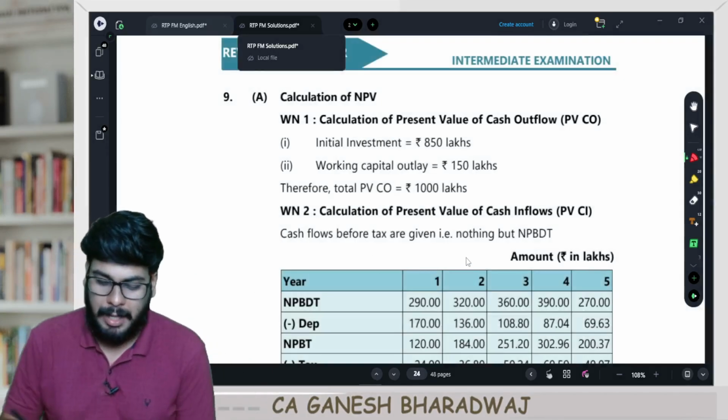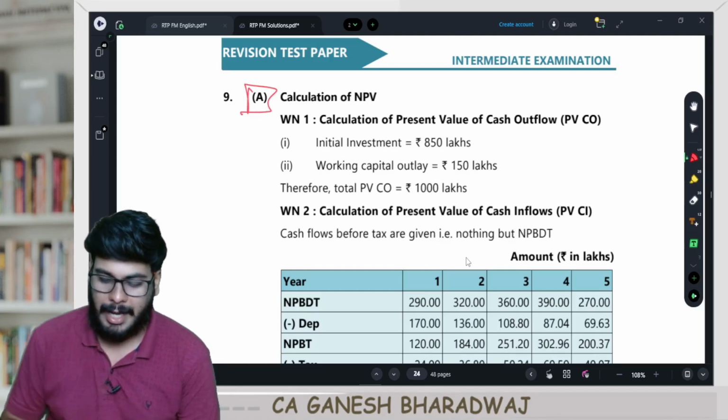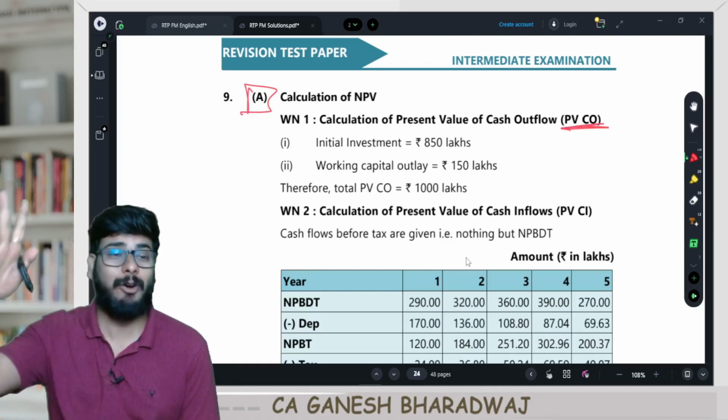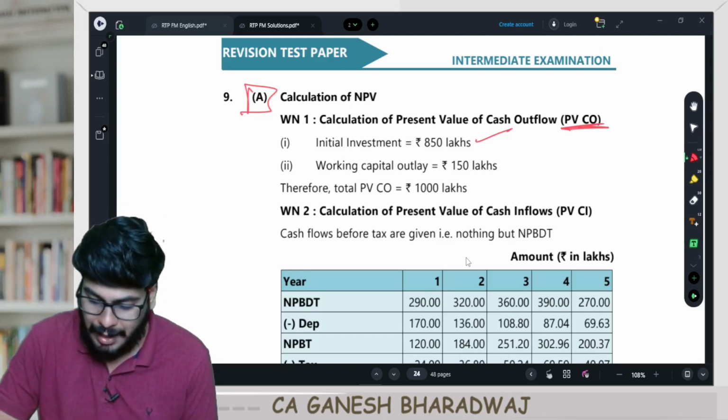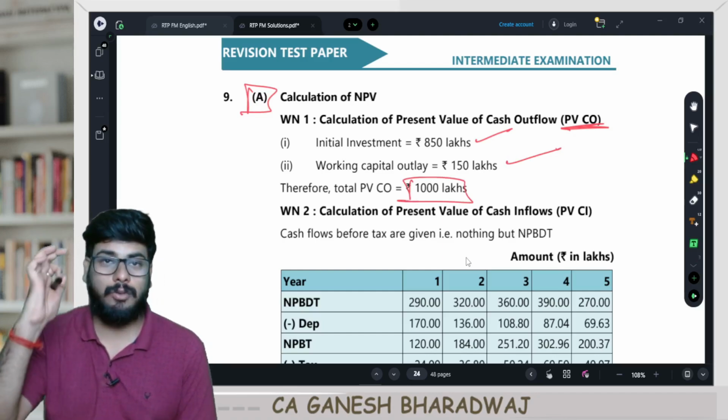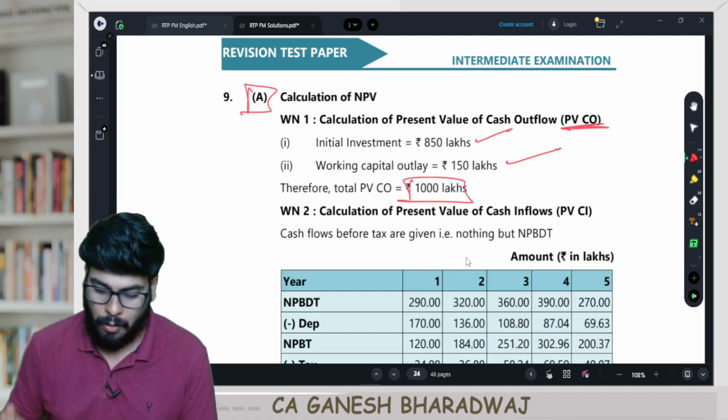Now, first, part A of the question deals with calculating the NPV. First, calculation of the present value of cash outflow. How much is the outflow today that I need to bring in? 850 lakhs of initial investment plus 150 lakhs of working capital. That comes out to 1,000 lakh rupees of the project value. That's going to be my outflow, right?